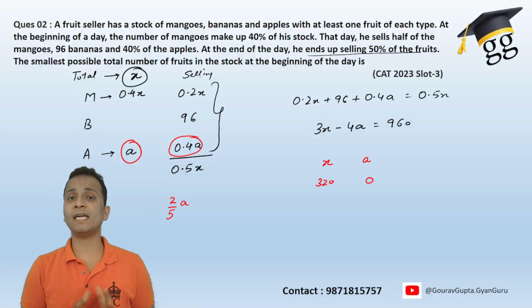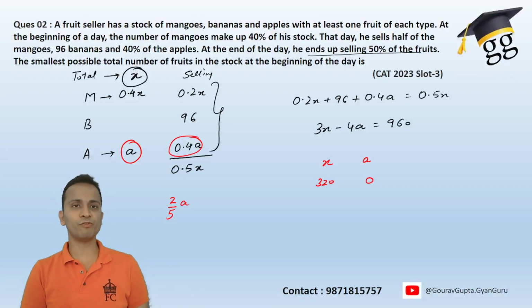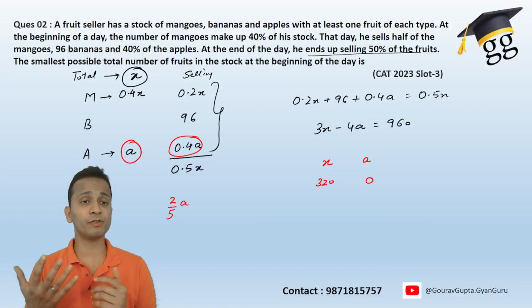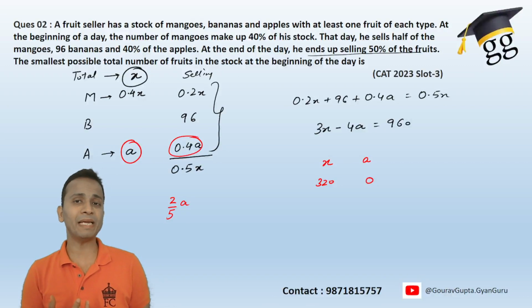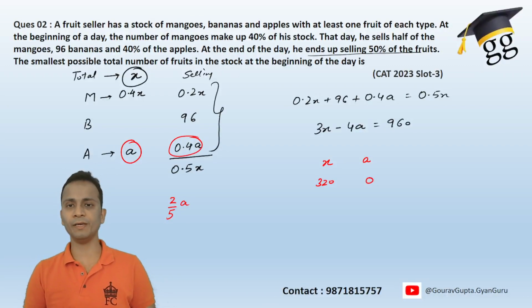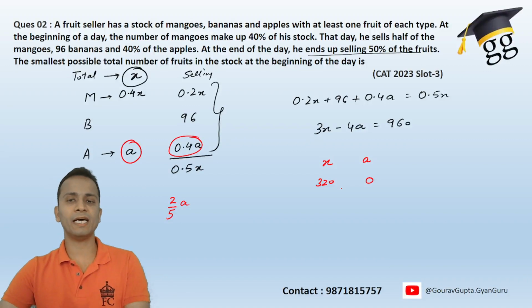But the question says that he started with at least one fruit of each type. So the value of X as well as A, or the number of mangoes, bananas or apples at the beginning of the day should be a natural number. It cannot be a whole number. Okay. So the value of A should be greater than 0. So value of A will be greater than 0 and a multiple of 5.